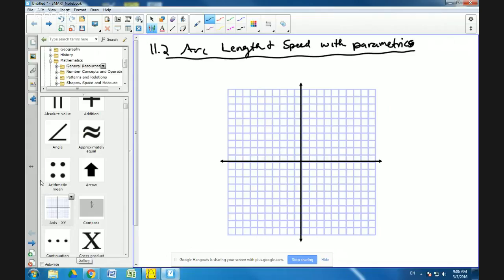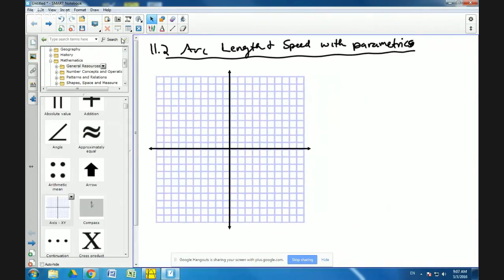Okay, so arc length with parametrics is very similar to arc length with the coordinate grid. Who remembers the XY coordinate grid arc length formula? One plus f of x squared. Square, close. Square root of 1 plus f prime of x squared. Closer. There we go.